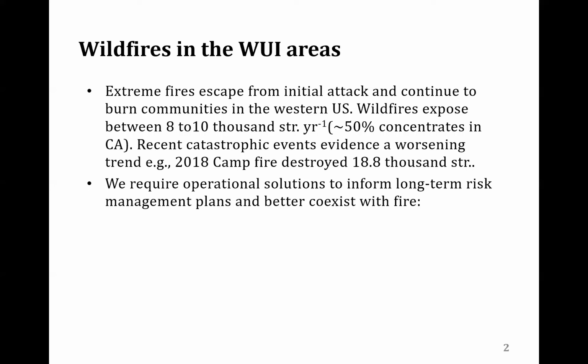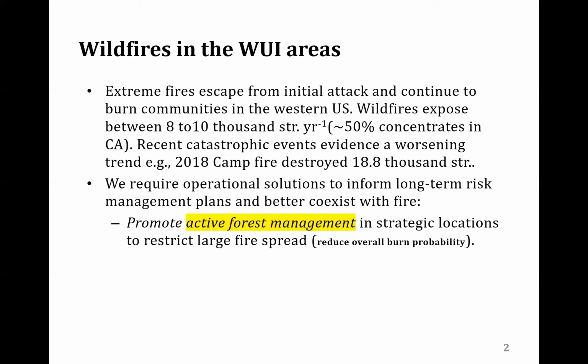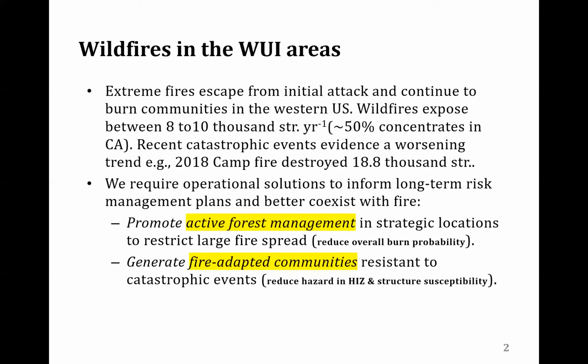Overall, we have two main options. The first is promoting active forest management in strategic locations to restrict large fire spread. With this management option, we are reducing overall burn probability at a landscape scale, and then we are attempting to generate fire-adapted communities resistant to catastrophic events.